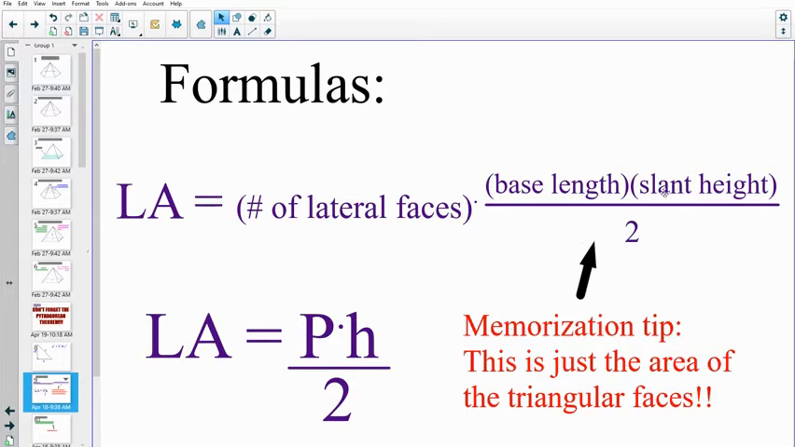Now that's the slant height, remember, the height of that triangle. This is just the area of a triangle. So this is the area of one triangle times this many lateral faces.